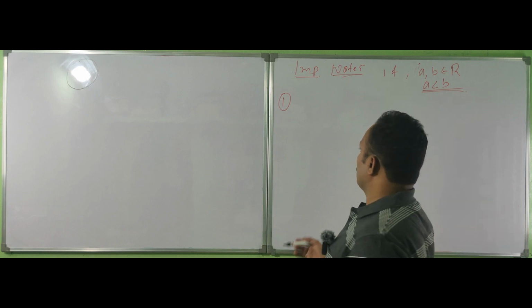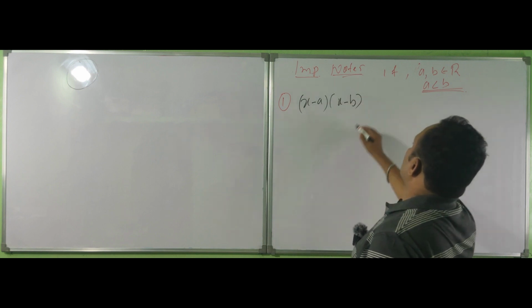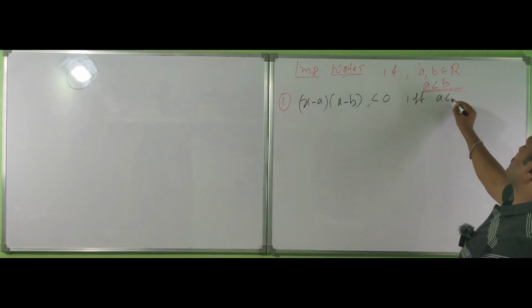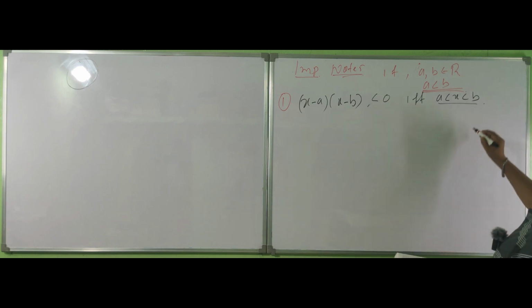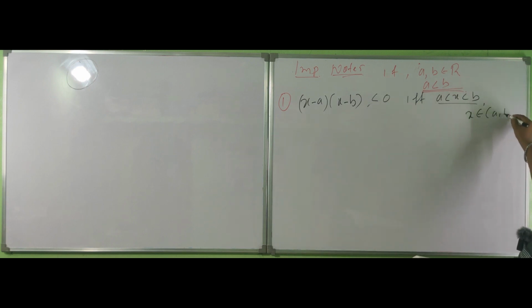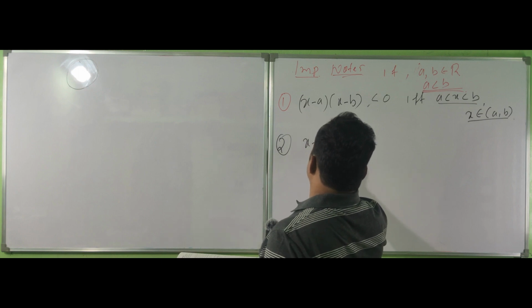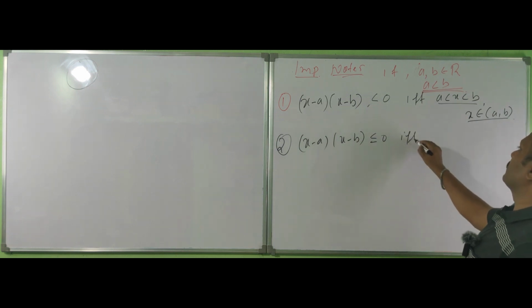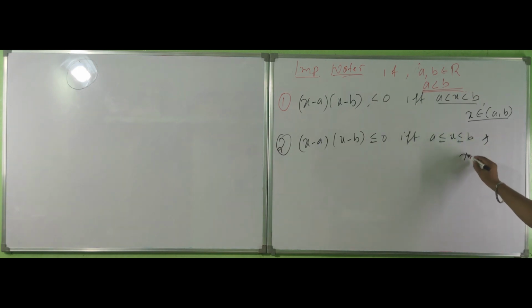First one: x minus A into x minus B is less than 0 if A is less than x less than B, that is, x belongs to the open interval A, B. Second one: x minus A into x minus B less than or equal to 0 if A is less than or equal to x is less than or equal to B, that is, x belongs to the closed interval A, B.